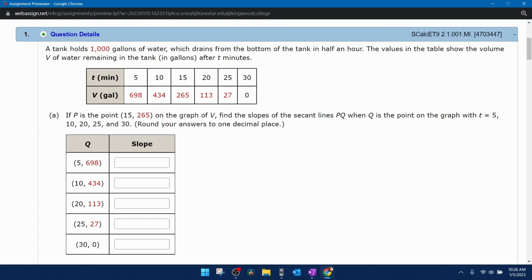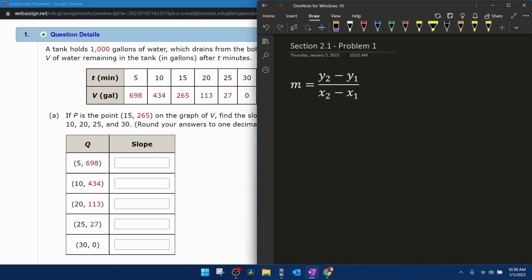Part A. If P is the point 15, 265 on the graph of V, find the slopes of the secant lines PQ when Q is the point on the graph, and then they give us a series of values for T. So using the slope formula to calculate the slope of the secant lines, here we have 2 points. Remember that point P is the point 15, 265, and then the other point that we're going to use is the first ordered pair in the table, which is 5, 698.